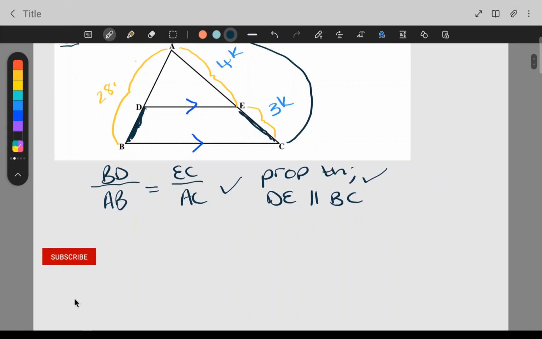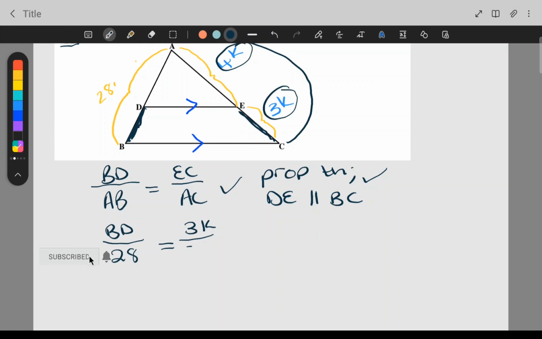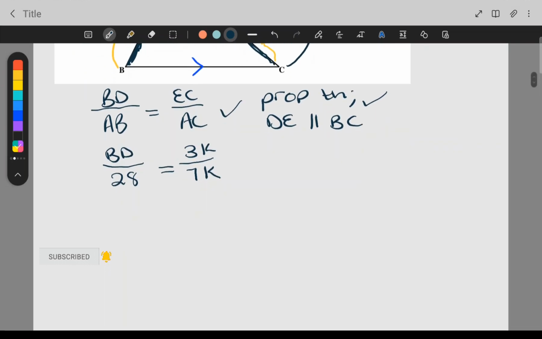So now I'm just going to fill in the missing information. I don't know what BD is. AB is 28 millimeters, okay? EC is a ratio, so it's 3K. And then the whole AC is this 4K plus this 3K, which is 7K. Okay, I don't have to write the reason again. I'm just continuing. Do you agree that this K and K can cancel?